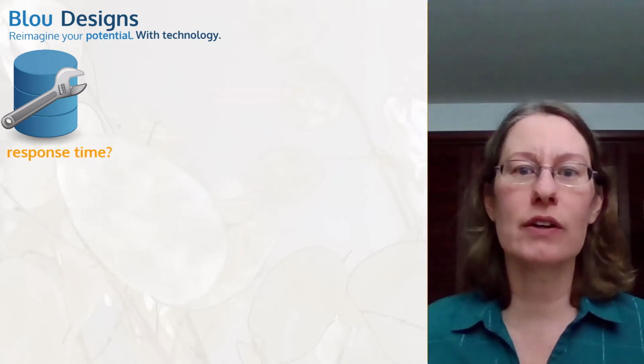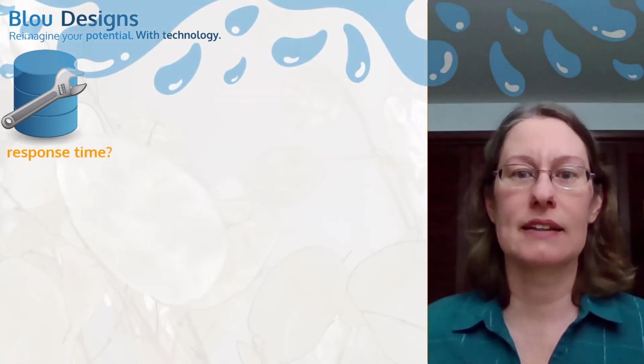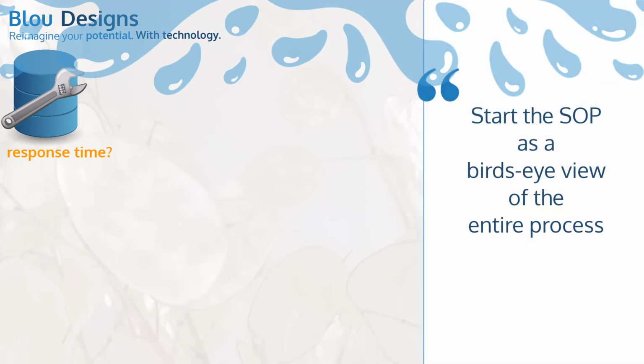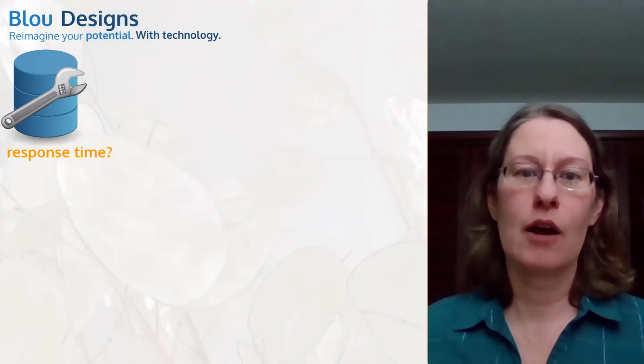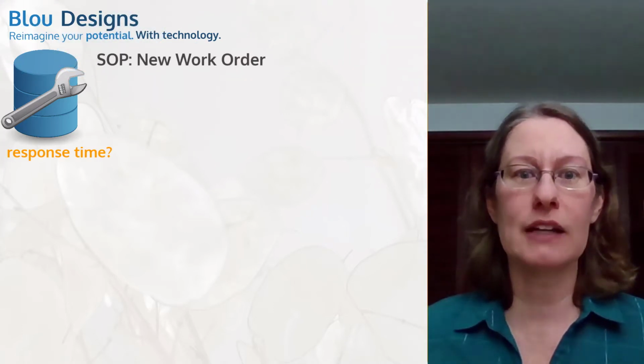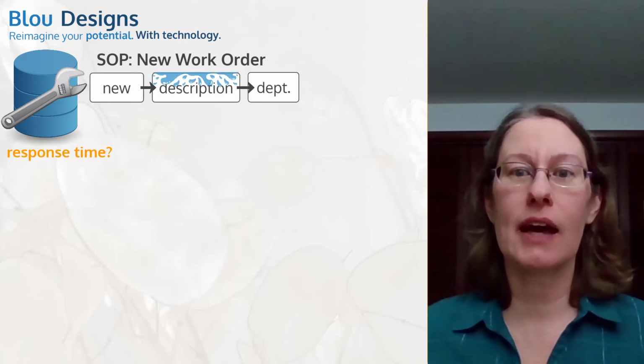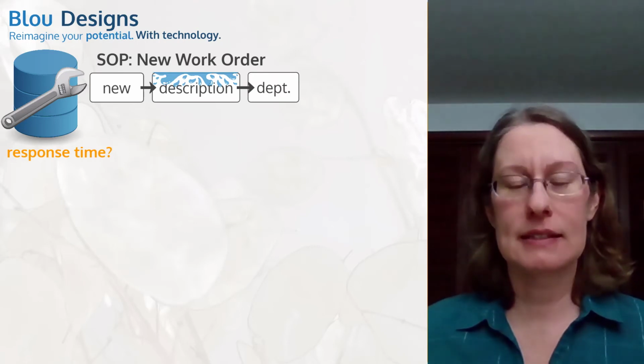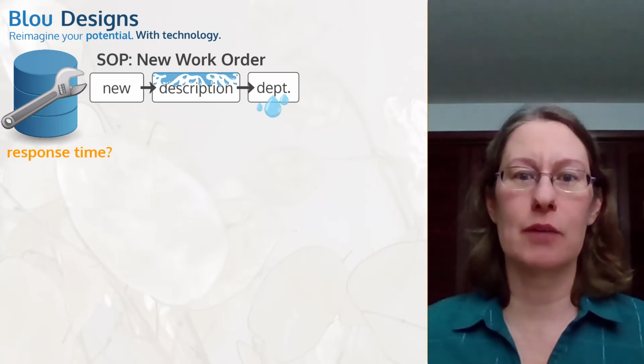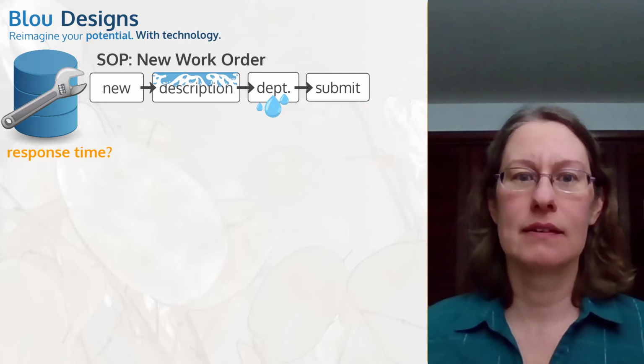A work order comes in. There's a ceiling leak. So we start the SOP, which, for now, will be a bird's eye view of the whole process, which we can break up later. Part 1 of this SOP is creating a new work order in the system. We'll open the work order system and fill in the description and pick the department. Since this is a leak, we'll guess plumbers, and we submit.